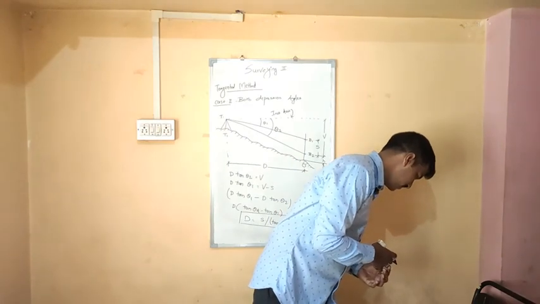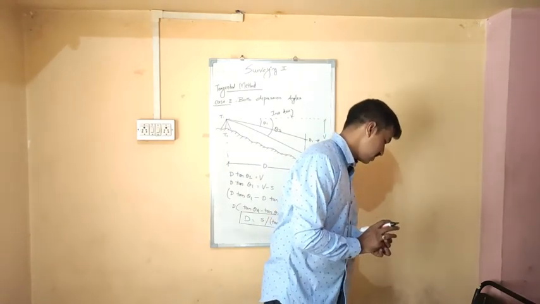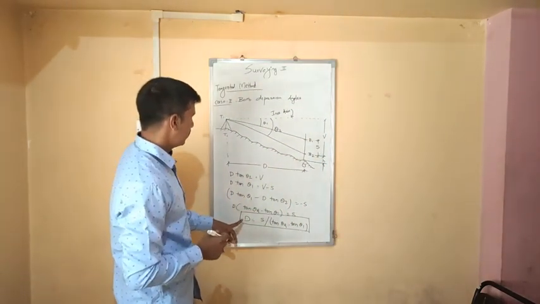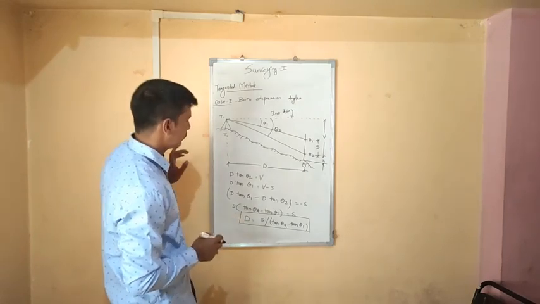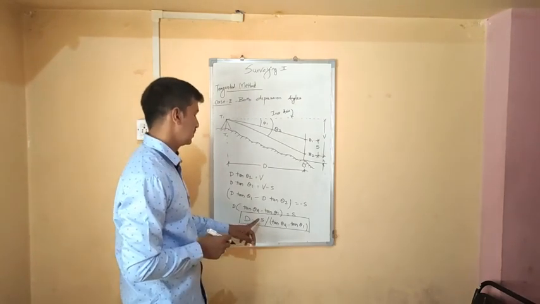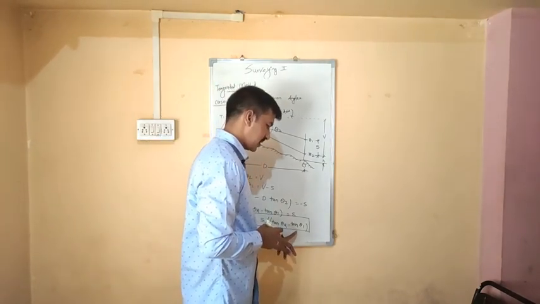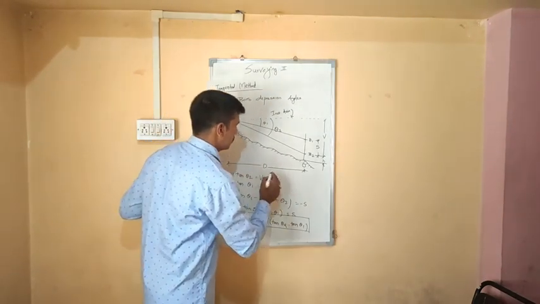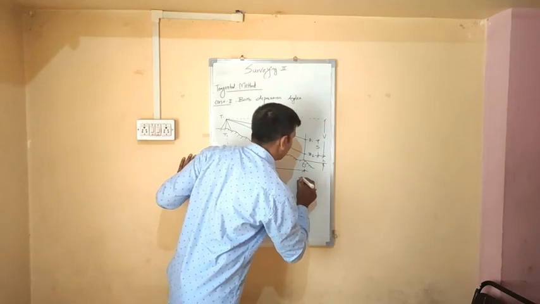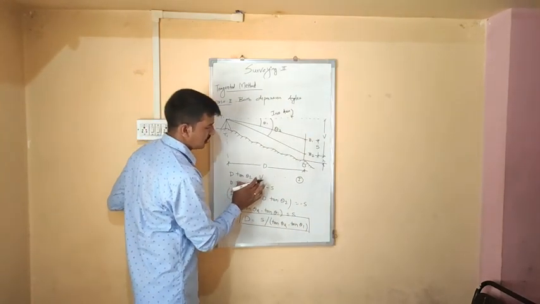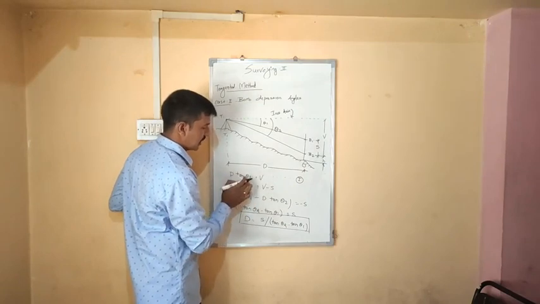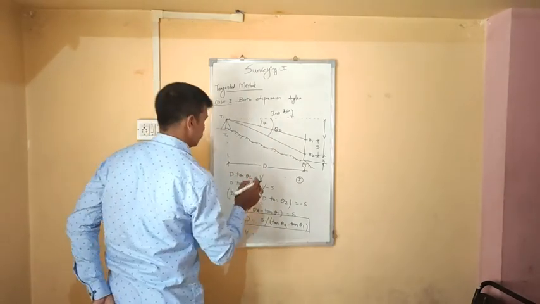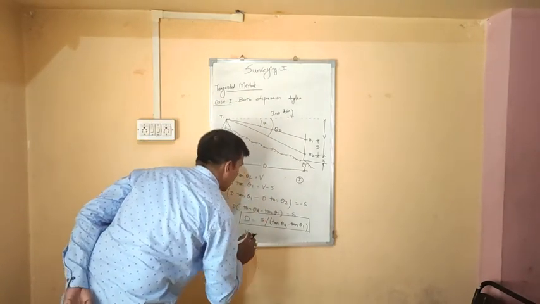Both the angles are deflection angles, correct? So if we would like to calculate D, it is S upon tan theta 2 minus tan theta 1. If you put this into the first equation, V is equal to D into tan theta 2, you will get V also. So V will be equal to D into tan theta 2.